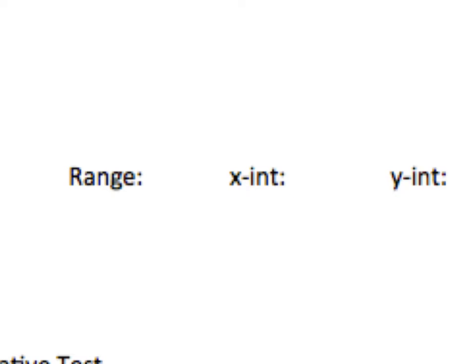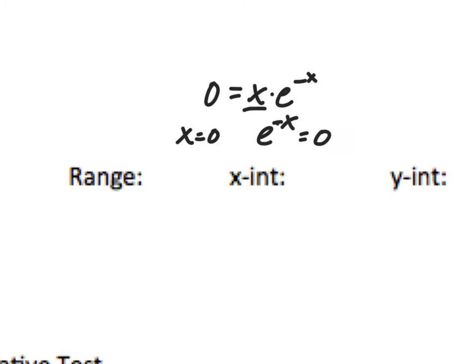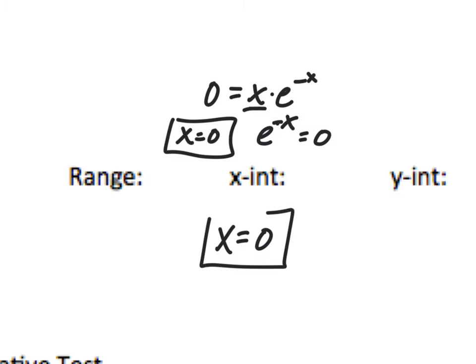What I want to do is set our equation equal to 0 and solve for x. So x times e to the negative x. I can set x equals 0, and I can set e to the negative x equal to 0. This is my only value for my x-intercept, so I do have 0 on there. That is an x-intercept. There is no solution for e to the negative x equals 0, so we don't have a value. We just have x equals 0.